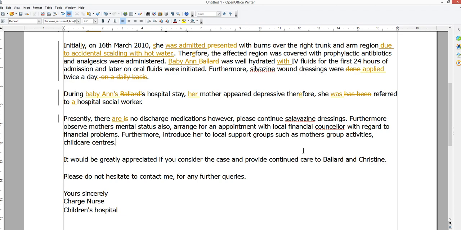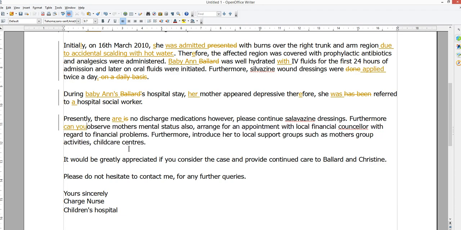So, who is doing this? Right. So, furthermore, can you observe? Would you observe? We want to know who you want to perform the action. Furthermore, can you observe? It would be appreciated if her mental status is observed. But I will make it yes. Furthermore, can you observe the mother's mental status, genitive. Also, don't leave that comma.